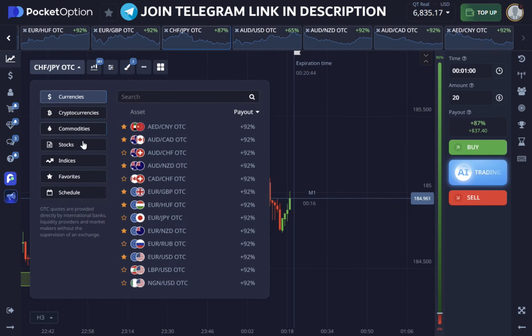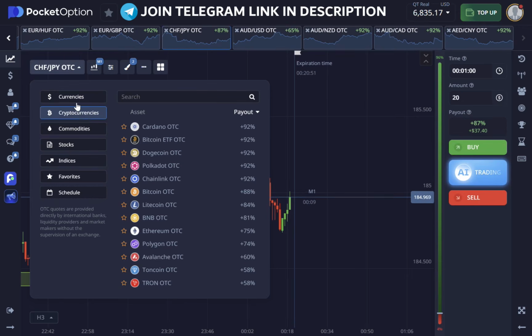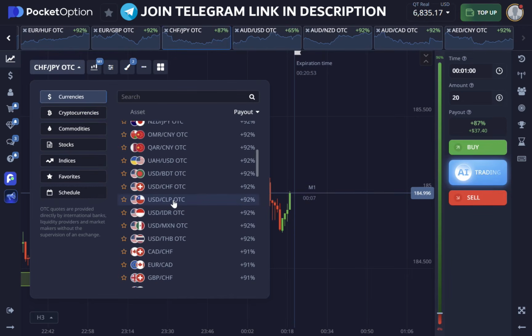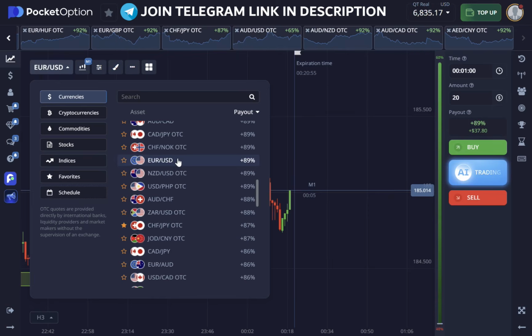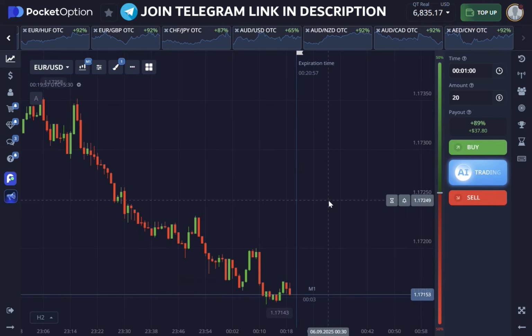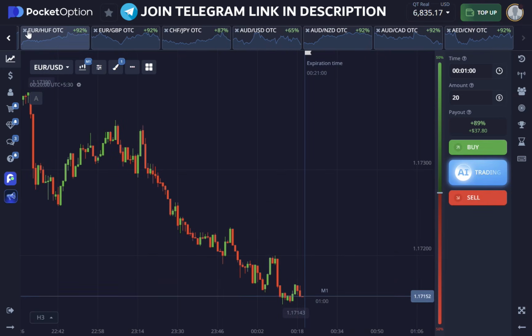Let's move to the real market for a bit in currencies. Let's look at currencies here, EUR, USD. Okay, let me do this. I'll remove these.